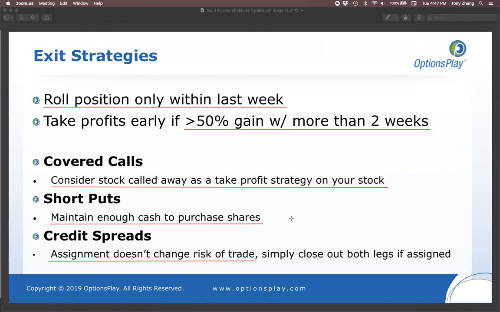If you replaced a short put leg with 100 shares of the stock, or a short call leg with a short 100 shares of that stock, it doesn't change the actual risk of the trade that you originally made. It still has limited risk. If this happens to you, you don't have to panic.